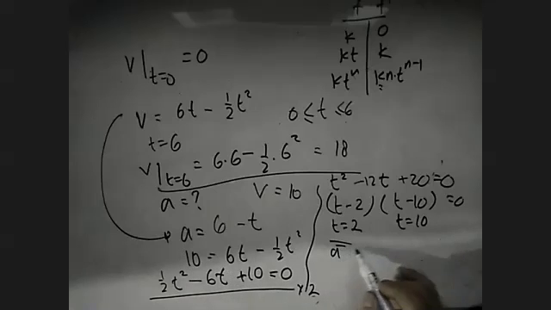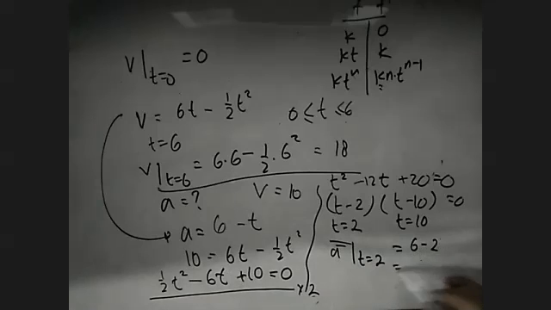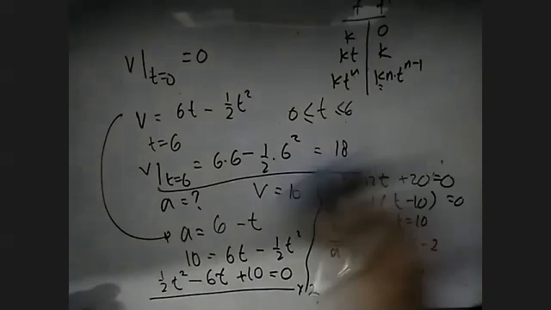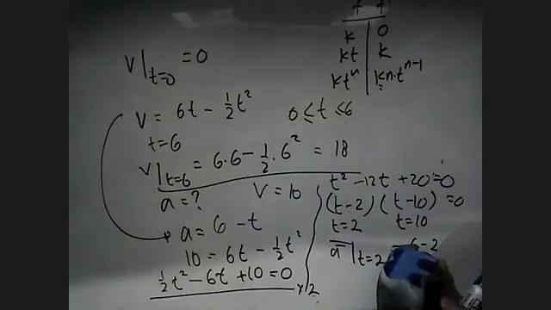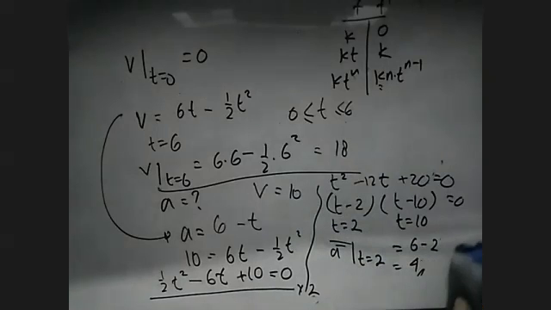So acceleration when t equals 2 becomes 6 minus 2. That's going to be simply 4. Okay. Up until this, any question? Okay. I'm going to erase this and start all over, yeah. I'm going to start this question again, and we're going to start all over.